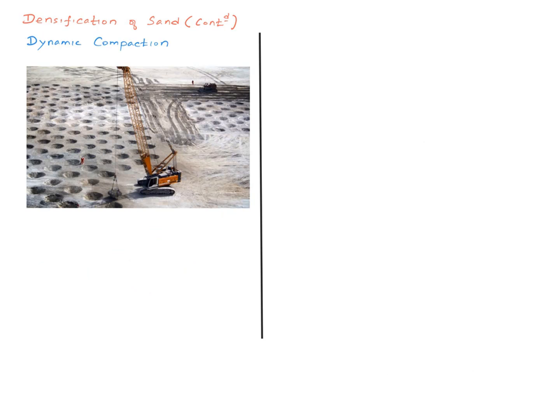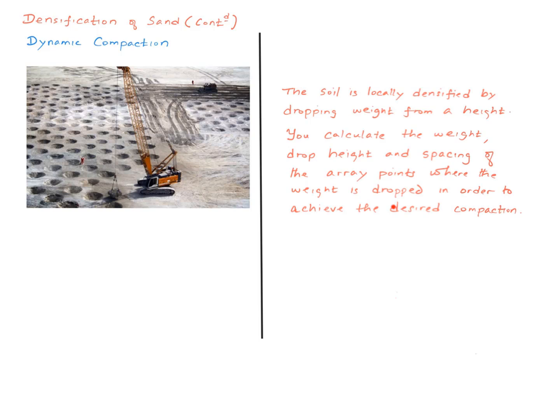This technique is called dynamic compaction. From a fundamental point of view, this is as straightforward as it gets. So what you do is you lift a heavy weight like a wrecking ball but rectangular in shape, and then drop it. And the soil around the weight in a local region is densified. And you repeat this in a regular array like shown in this picture here. Here's a little summary of the procedure.